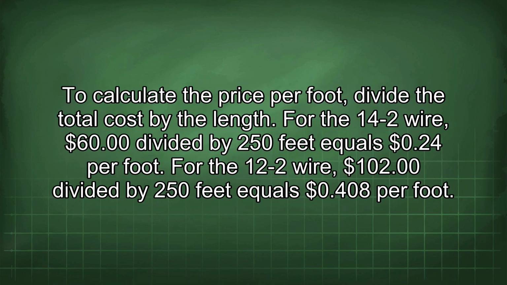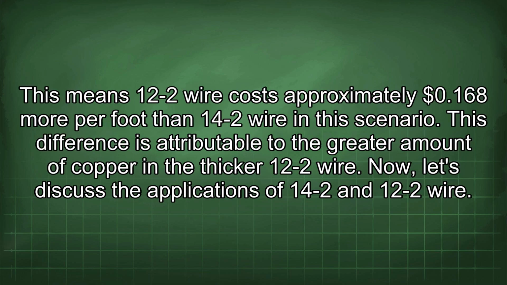To calculate the price per foot, divide the total cost by the length. For the 14-2 wire, $60 divided by 250 feet equals 24 cents per foot. For the 12-2 wire, $102 divided by 250 feet equals about 40.8 cents per foot. This means 12-2 wire costs approximately 16.8 cents more per foot than 14-2 wire in this scenario. This difference is attributable to the greater amount of copper in the thicker 12-2 wire.